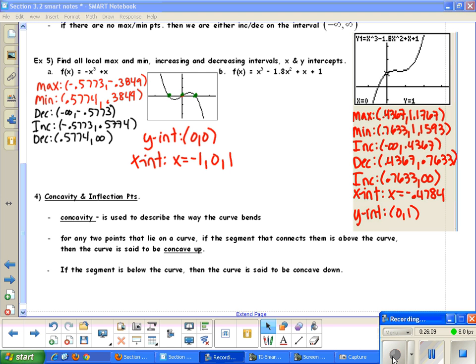So we're going to stop there, and for the next video we'll talk about concavity and points of inflection, and also we're going to graph some more piecewise defined functions. So make sure again that you do those problems that I did not do and have those ready for class.